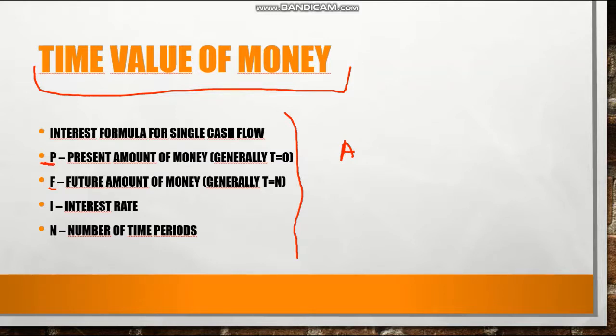The interest formula for a single cash flow, we are going to use to formulate P. When you see P, it corresponds to the present amount of money, generally where t is equal to 0, and F is the future amount of money, generally where t is equal to N, the end of the time period. I is the interest rate, and N is the number of time periods. After we know this, let's jump to finding the future money with respect to the present amount and the interest rate. How are we going to do this, guys?